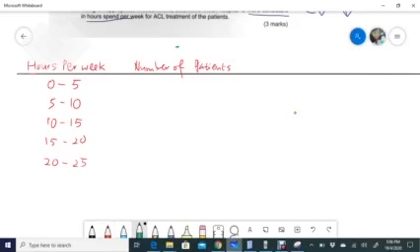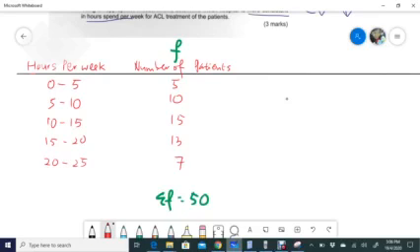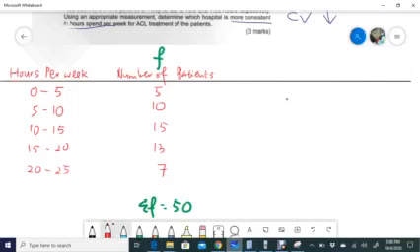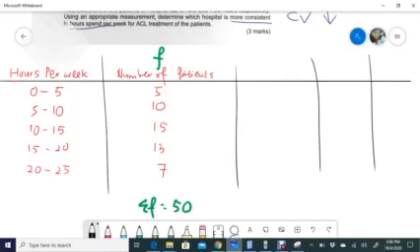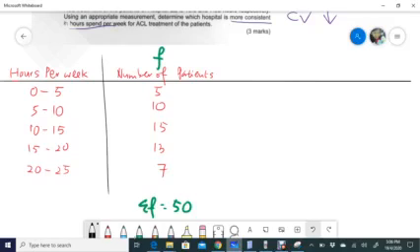Do remember to highlight your frequency. Then at the bottom, highlight your total frequency, which in this case is 50. Just copy: we have 5, 10, 15, 13, 7. Maybe some of you may ask, madam, why don't we need to have the box and so on? Actually, no need, because every line that you put is counted. Just make sure your work is neat and clean.